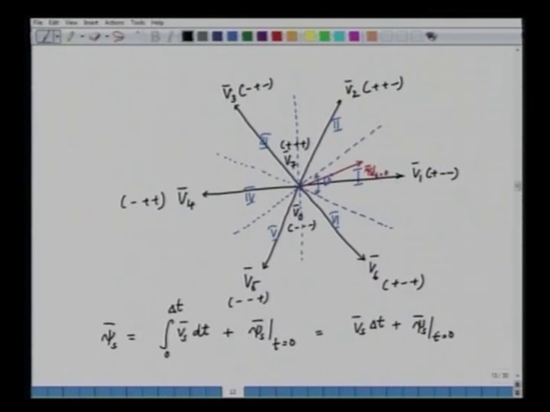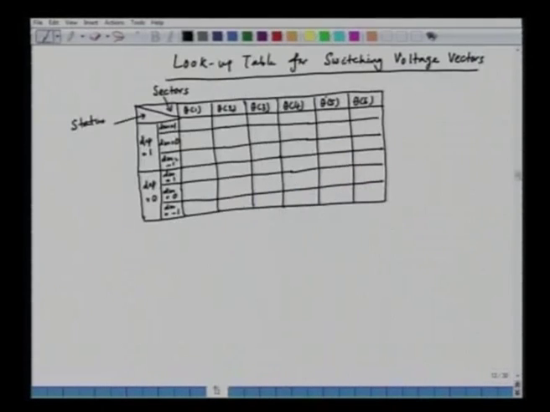So this is a vector equation, and the resultant vector is psi s, which is the vector sum of Vs into delta t and psi s at t equal to 0. So here let us say that our flux vector at t equal to 0 is in sector 1, and what we have to do here is increase the torque and increase the flux, dm equal to 1 and d psi equal to 1. So if we take this situation that dm equal to 1 and d psi equal to 1, it means both the torque has to be increased and the flux has to be increased.